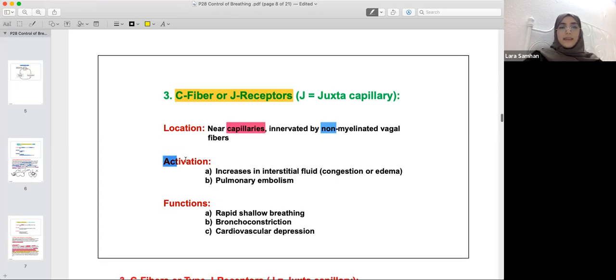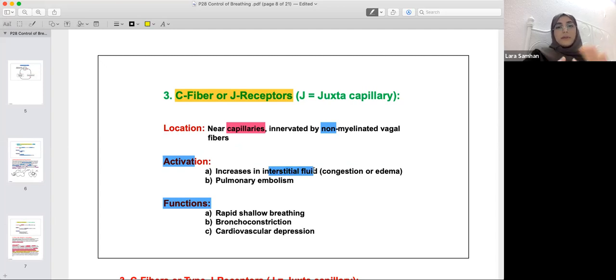So when will they be activated and what are the functions of this C fiber and the J receptor? Okay, so basically J is juxtacapillary because they are near the capillaries. They will be activated if we have, for example, any increase in the interstitial fluid, for example, increase in the interstitial fluid of the lung, but not in the body in general, in the lung.